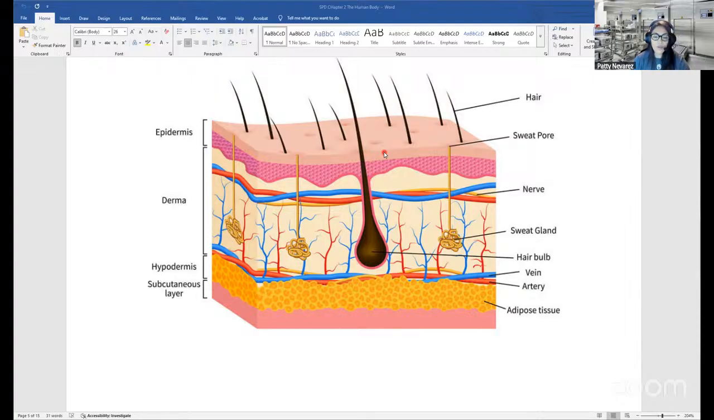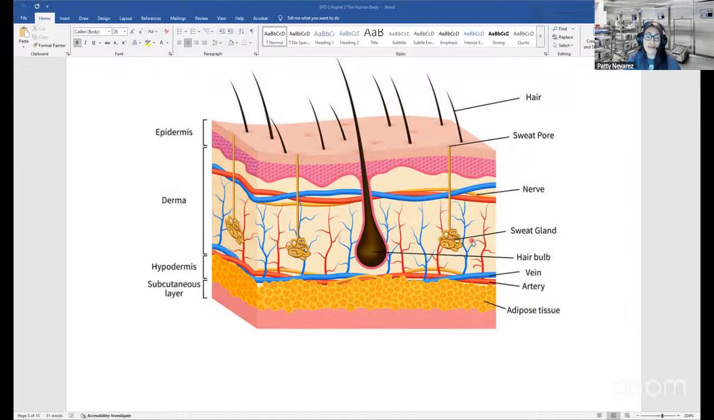So for this particular section, you need to know the three layers: the epidermis, the dermis, and the hypodermis. You also need to know the accessory organs of the integumentary system, which is the hair, the glands, and the nails. And what is the function of the integumentary system. Again, you can see your image on page 50 of your book, Figure 2.8.